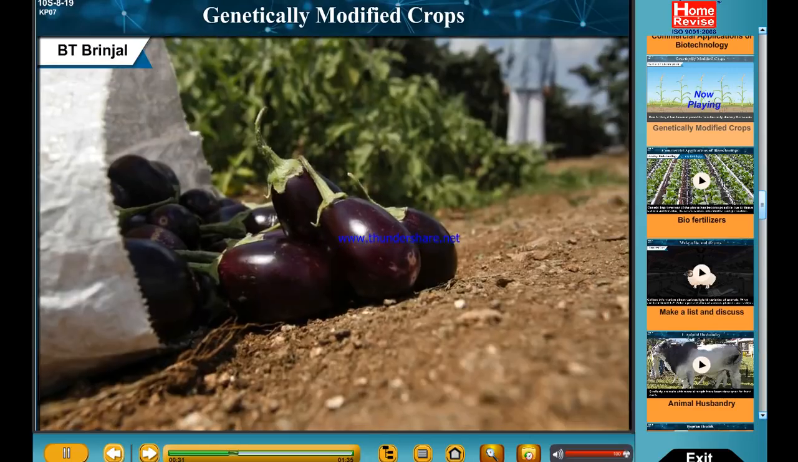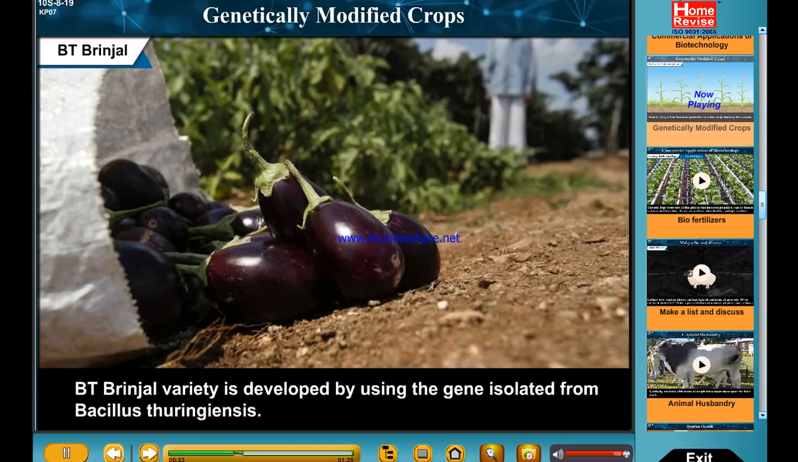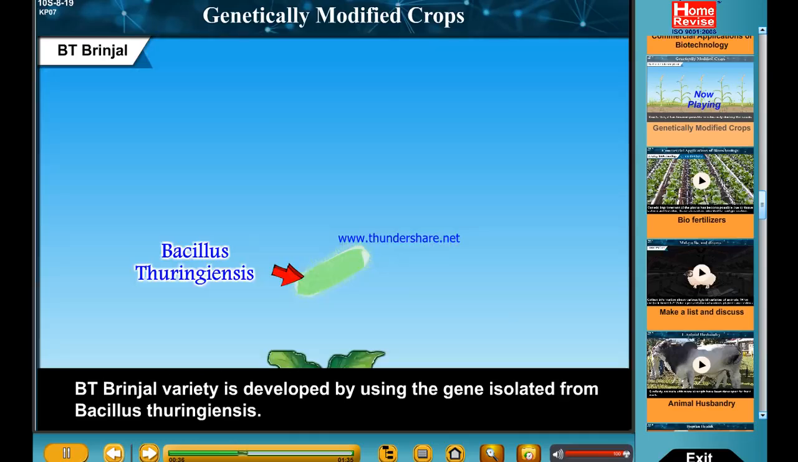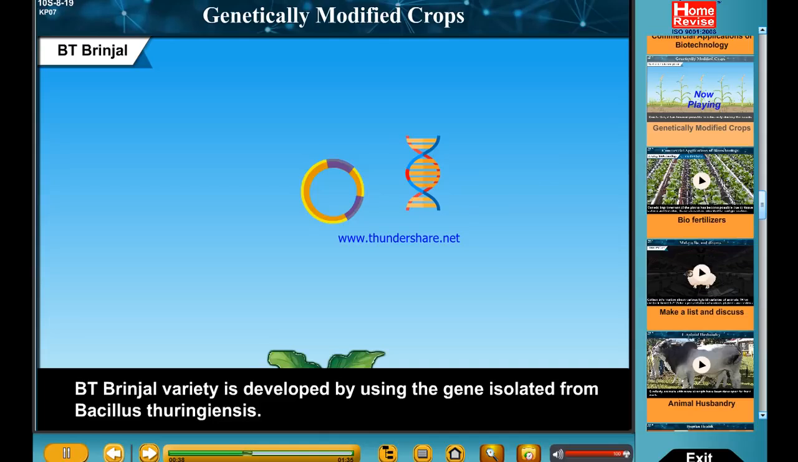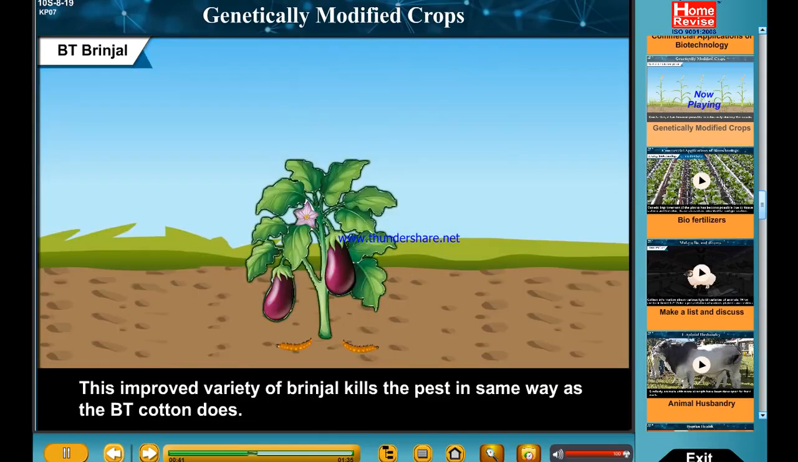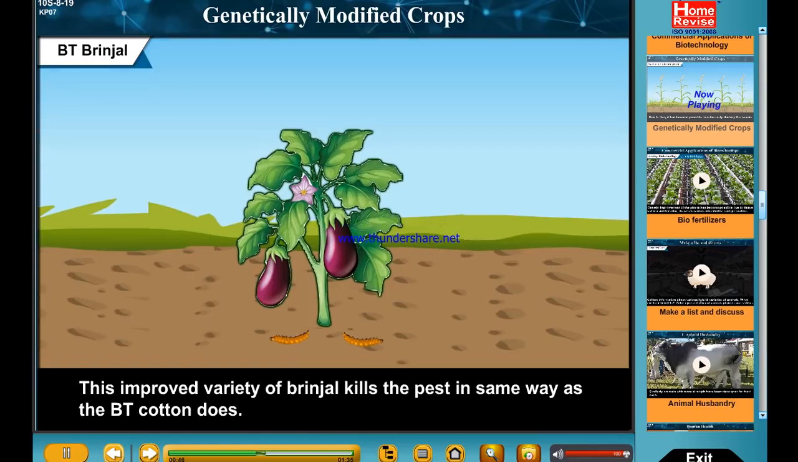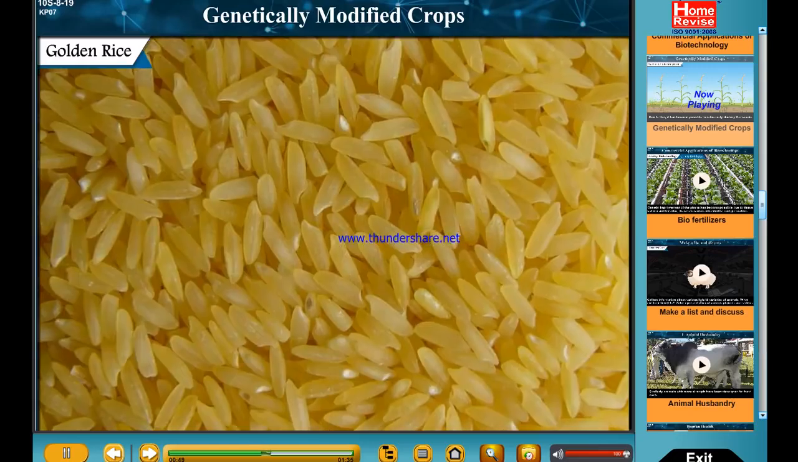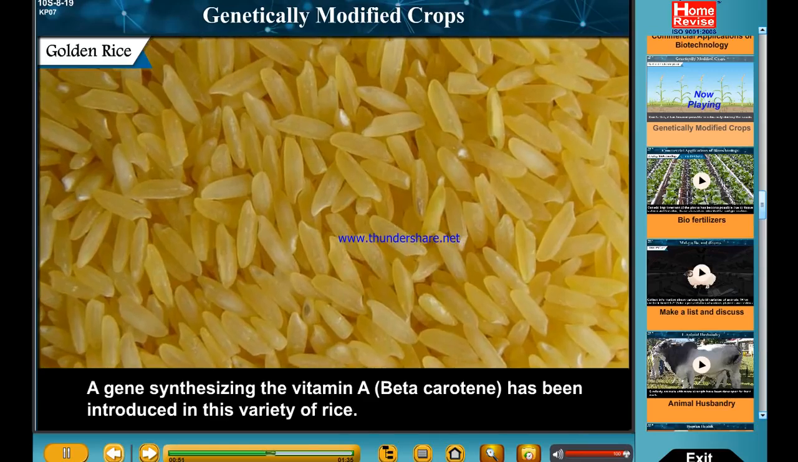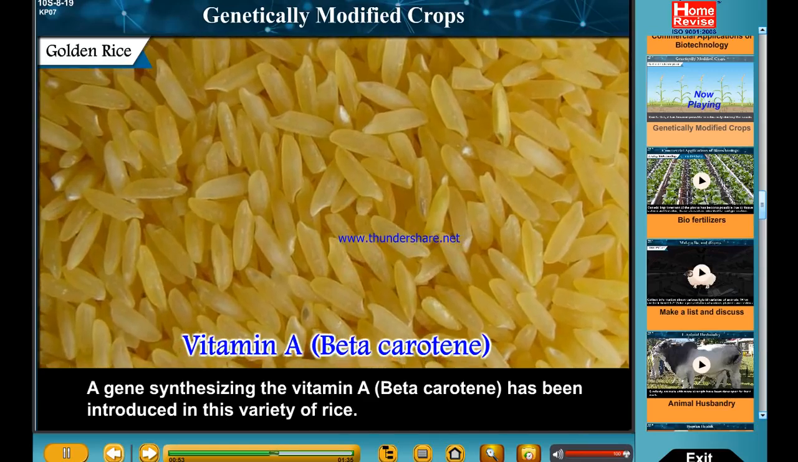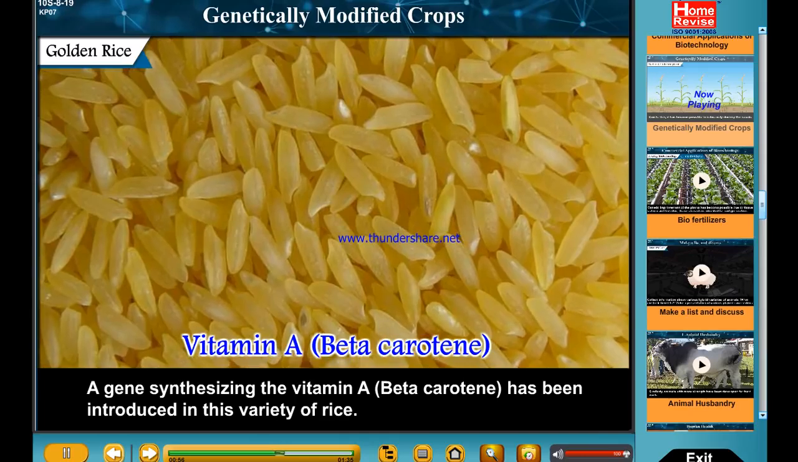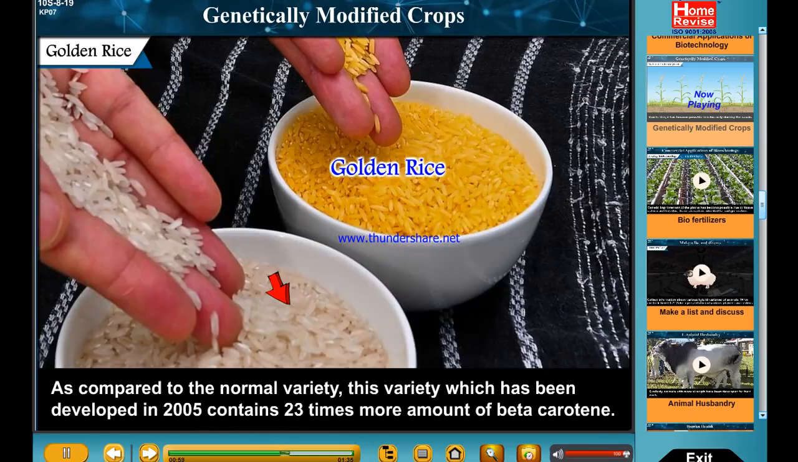Bt brinjal. Bt brinjal variety is developed by using the gene isolated from Bacillus thuringiensis. This improved variety of brinjal kills the pest in same way as the Bt cotton does. Golden rice. A gene synthesizing the vitamin A, beta-carotene, has been introduced in this variety of rice. As compared to the normal variety, this variety, which has been developed in 2005, contains 23 times more amount of beta-carotene.